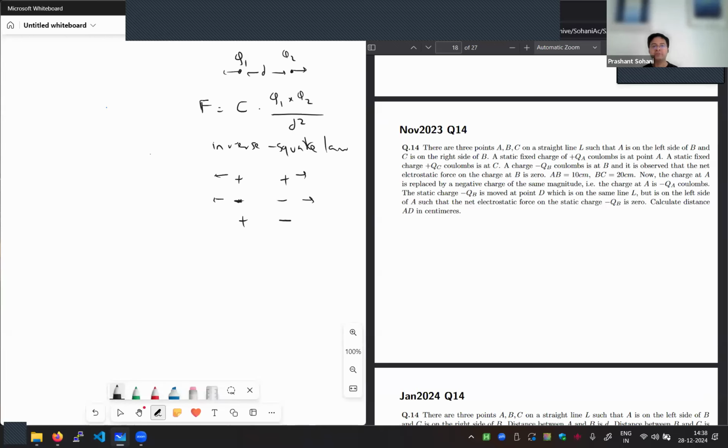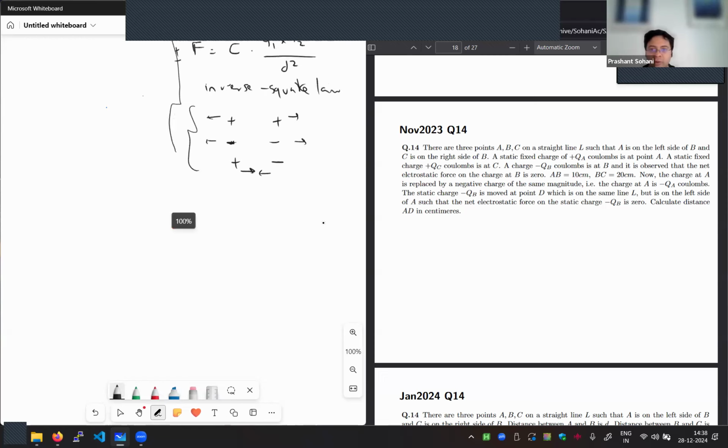But if one is positive and one is negative, then the charges will get attracted. So accordingly, the sign will get decided, positive or negative. So this is all you need to know, honestly. For this question 14 and even the next question, if you know this and you apply it, you are going to get any question of this type. There is nothing more to be considered.